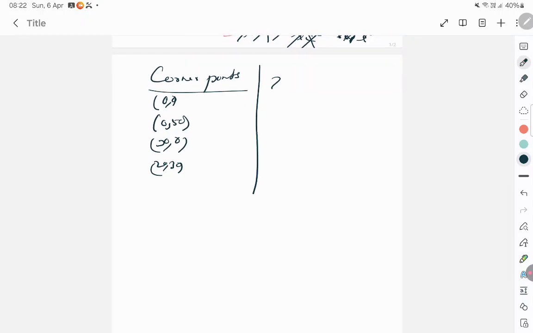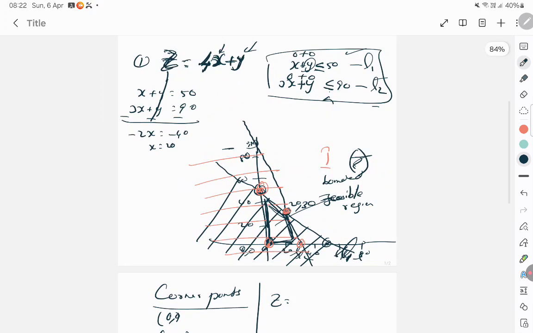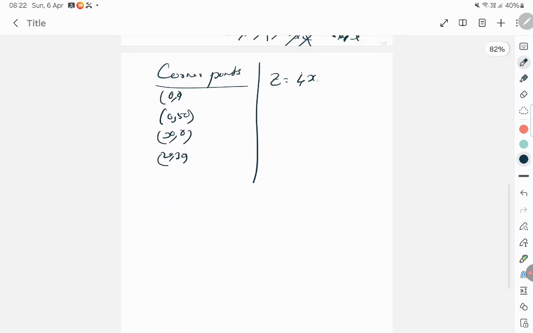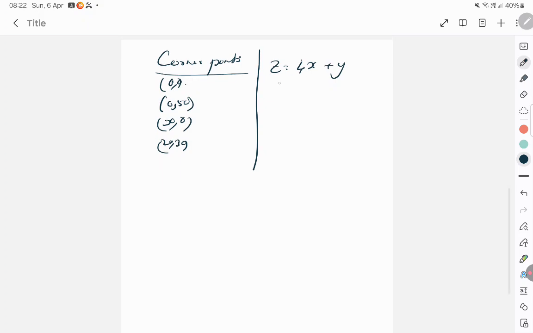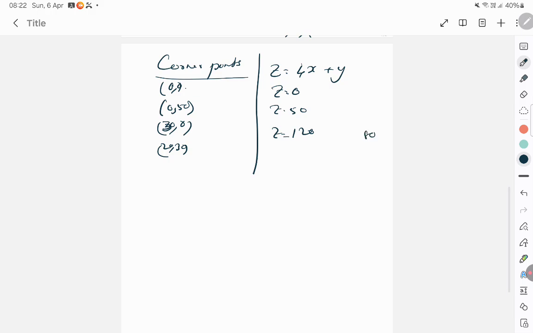Write these corner points and write the objective function here. What is the objective function? 4x plus y. So now only you are using the objective function, where you know this is x and y. Substitute: z becomes 0, then z becomes 50. It's the x and y coordinate, correct? 4 threes are 12. Z is nothing but 80 plus 30, 110. So can you see 30, 0 is the point at which we are getting your maximum. So check your book answer and see if it's correct. Is it occurring at 120 and the point is 30, 0? So the best thing for you is to manufacture 30 tables and no chairs.